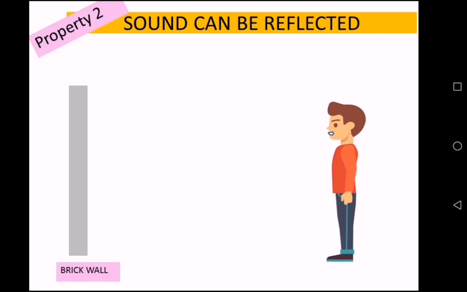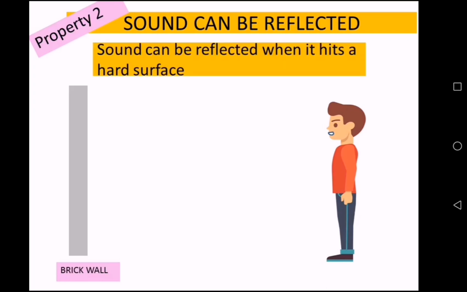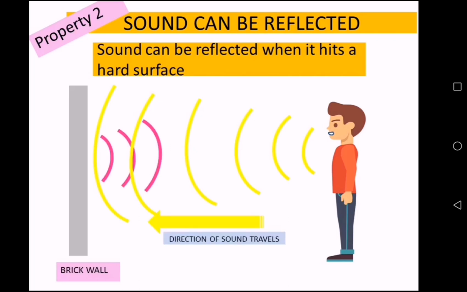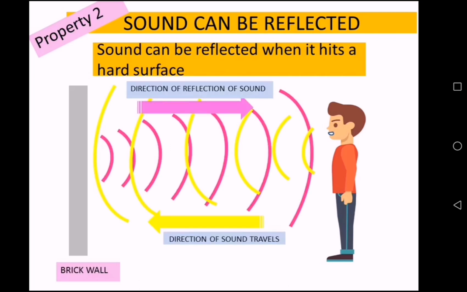Now let's learn about the property of sound number 2, that is sound can be reflected when it hits a hard surface. As an example, if you scream inside of an empty room, your voice will be reflected by the wall back to you. So this can make you hear your voice again. These are the natural phenomena of the reflections of sound.